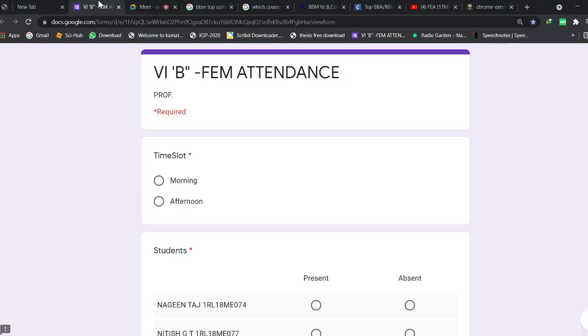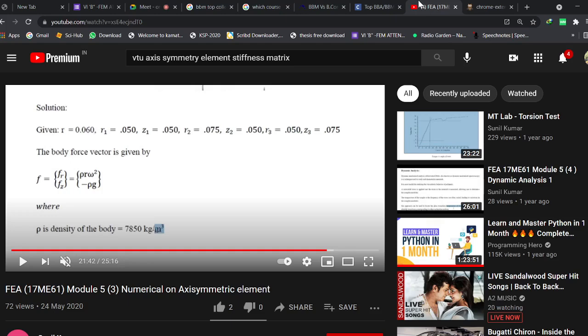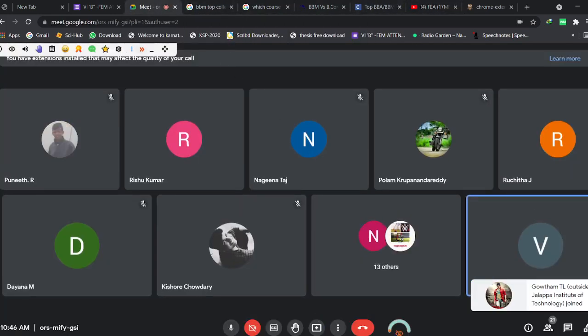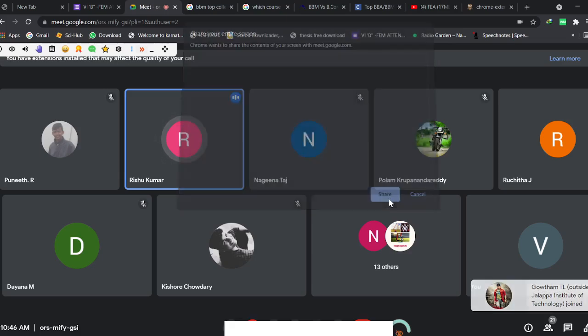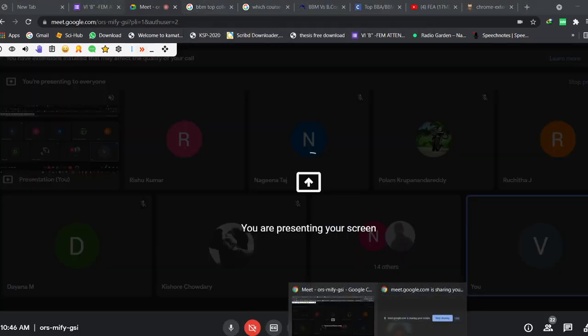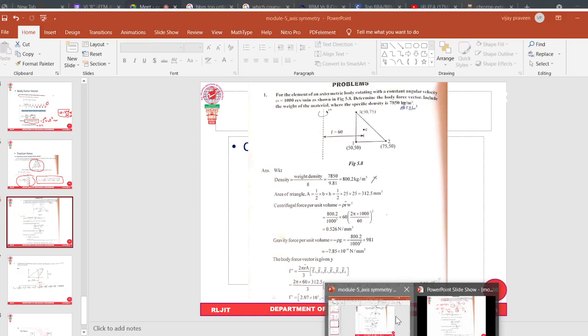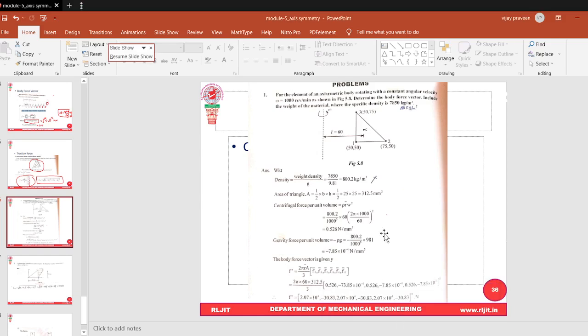Sir, weight density. It is not weight density. Please make a correction. It is a mass density. Sir, in Newton per meter cube. No, no, no. In kg per meter cube. Yes, sir. Kg per meter cube.